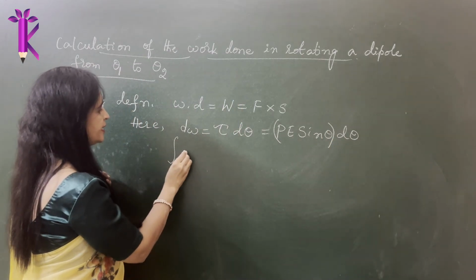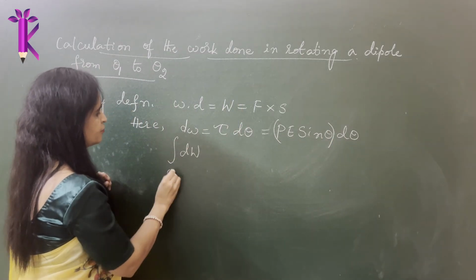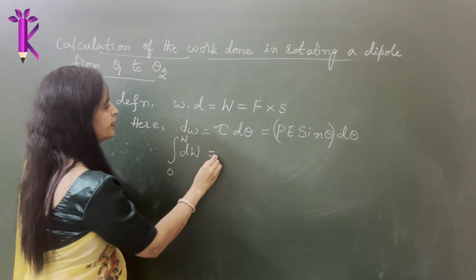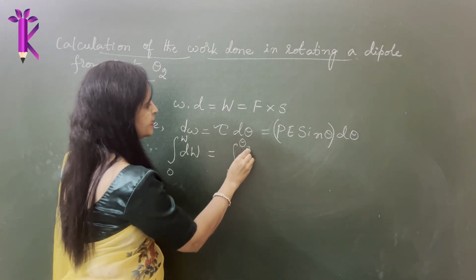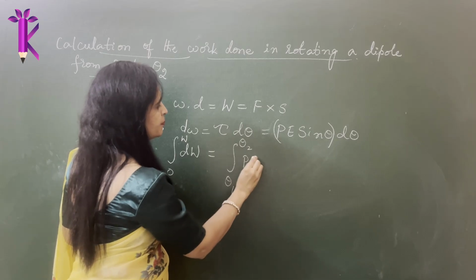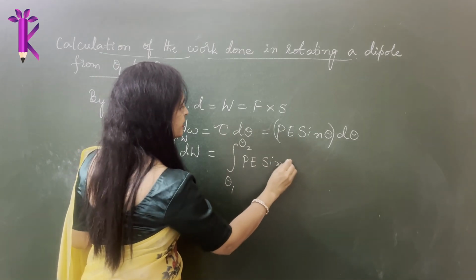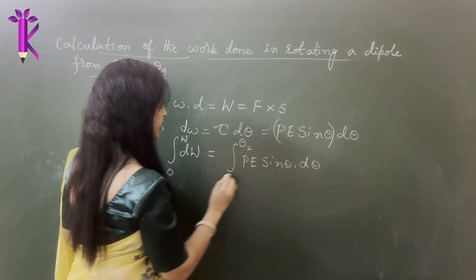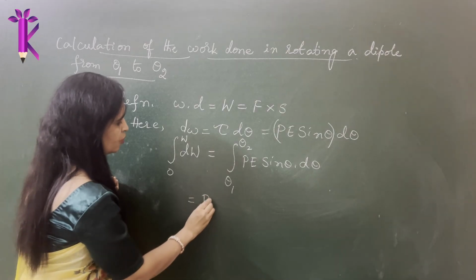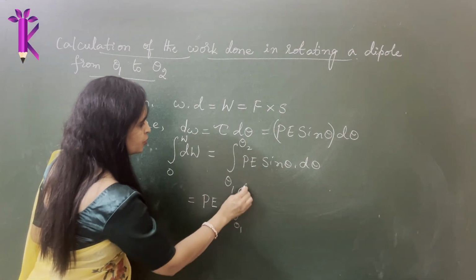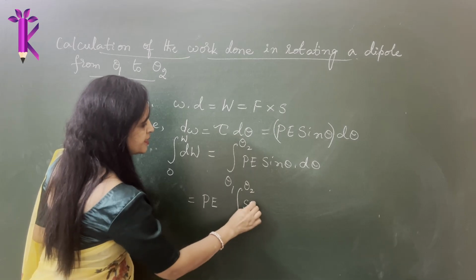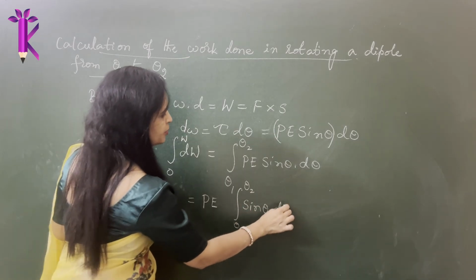So if you integrate, the total amount of work done, from zero work to total work done, will be the integration, rotating through an angle from theta 1 to theta 2, of PE sin theta d theta, right? So P and E are constant. Let's take them out of the integral symbol. So you have the integral from theta 1 to theta 2 of sin theta multiplied by d theta.